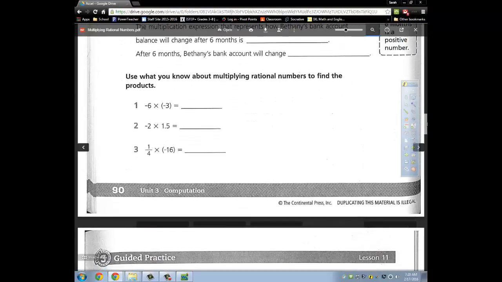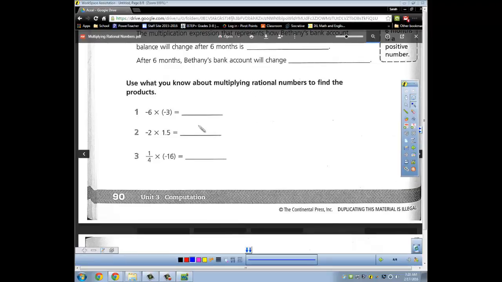Okay. Last 3 problems on this page. They just want us to multiply these. So I like to multiply and then figure out my sign. So 6 times 3 is 18. Same sign, so positive.